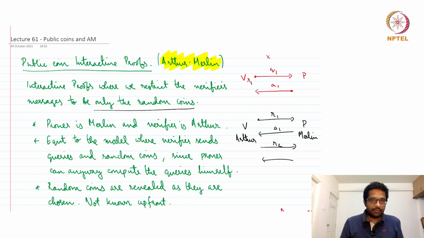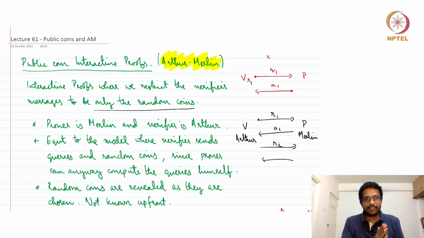And we saw graph non-isomorphism. We saw that it had an interactive proof. But the proof crucially used the fact that the random coins were withheld from the prover. We also saw the interactive proof for sharp 3 SAT, where in fact all the randomness was made open to the prover. Right? So that was a public coin protocol, the randomness being revealed to the prover.